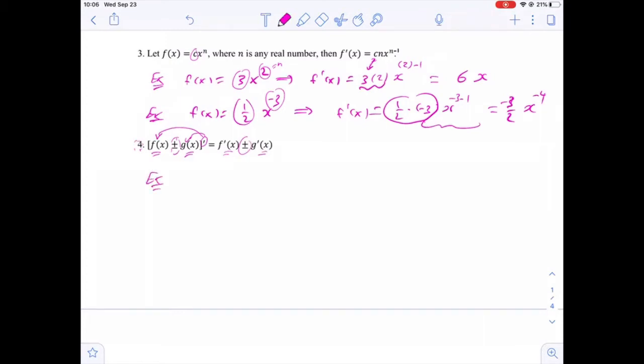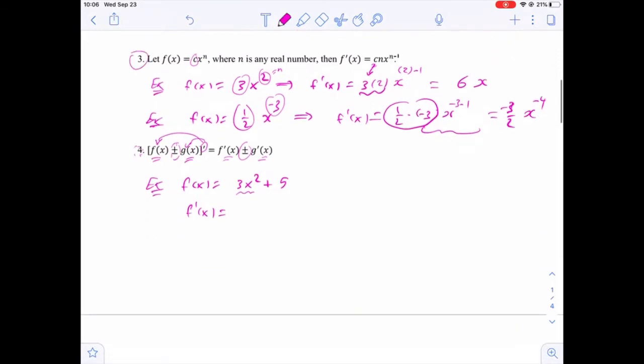So, for example, if we have the function f of x equals 3x squared plus 5. Now we want to find f prime of x. What is derivative of this? Using the rule number 3, we have a constant 3 times derivative of x squared is 2x to the power 2 minus 1, plus what is derivative of 5? It's 0, because we can just find derivative of the first expression plus derivative of the second expression according to rule 4. So this is 3 times 2 is 6x, 2 minus 1, 1, plus 0, and that's 6x.